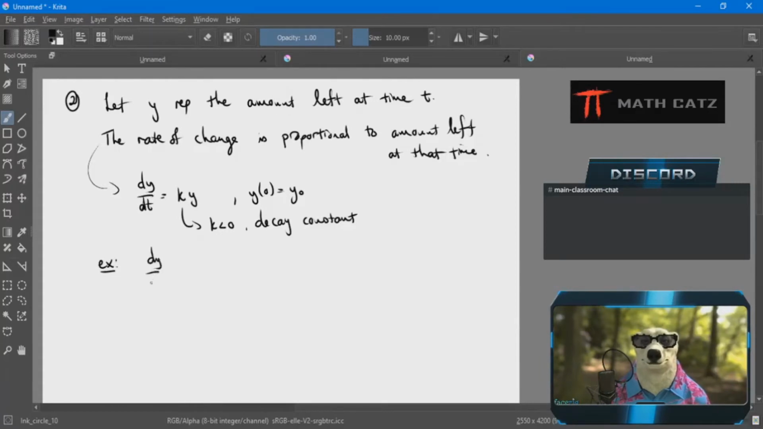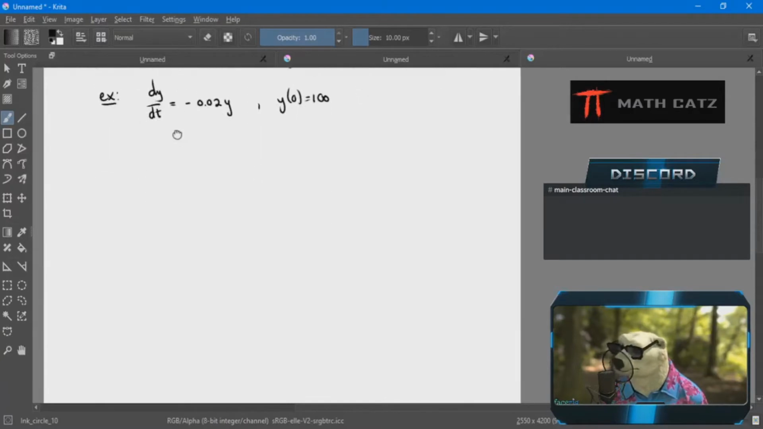Let's take an example. Let's suppose I have a decay constant of negative 0.02, and let's suppose I have an initial amount of 100. Could be 100 grams of the radioactive material or whatever. Then there's literally no change in how I approach this. But let's go through that again. I'm going to move the y to the left and the constant I keep on the right for convenience, and integrate both sides.